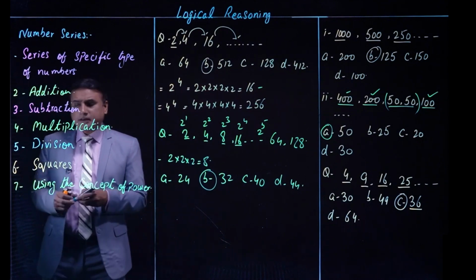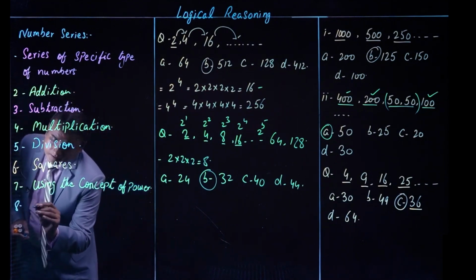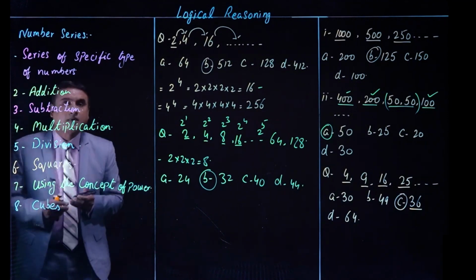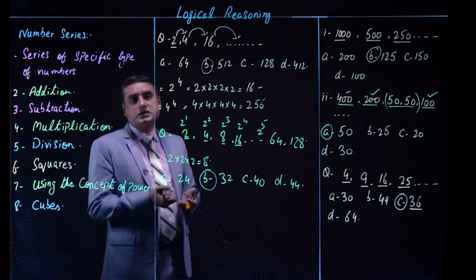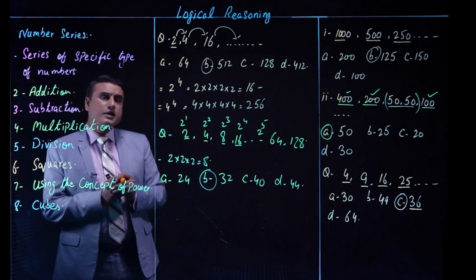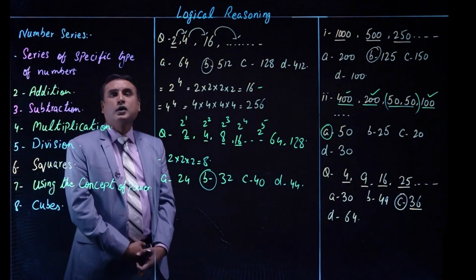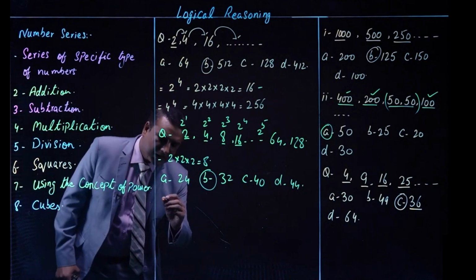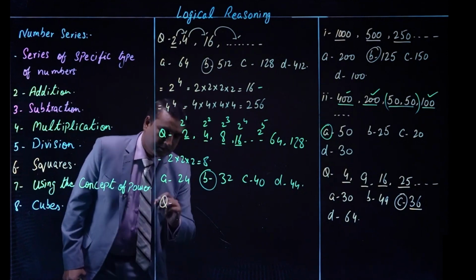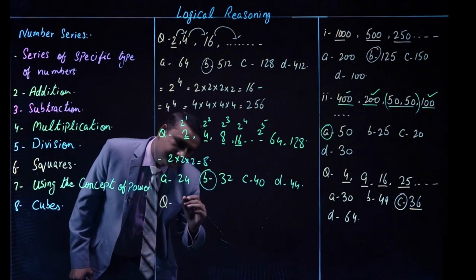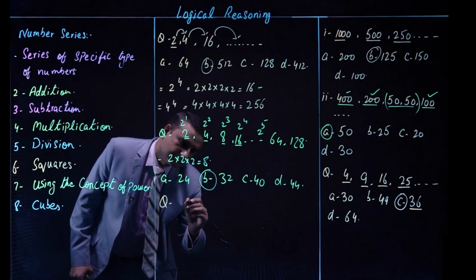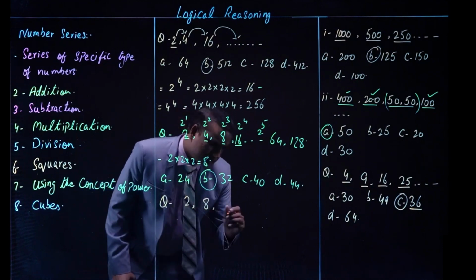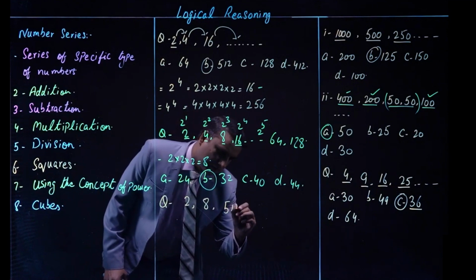Another thing you can use is cubes. Now cubes are even tougher than squares, because here the numbers jump even more severely. For example, if I give you a question regarding 2, 8, 512, and I am giving you the options.